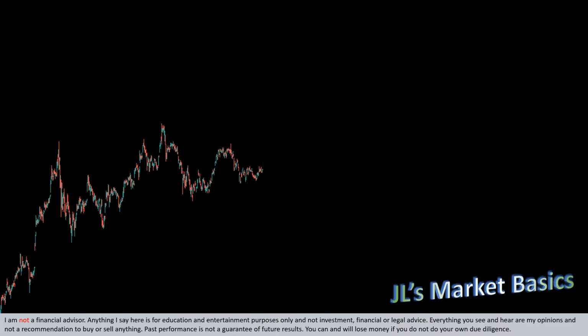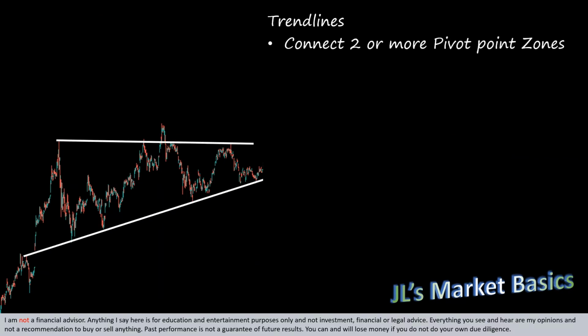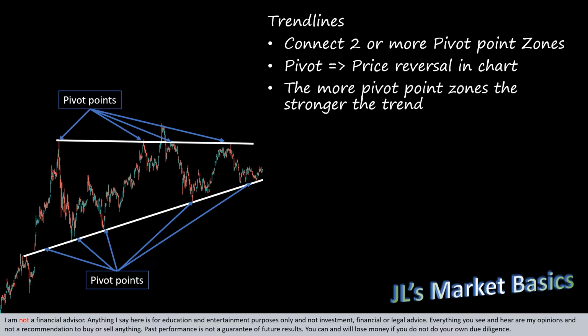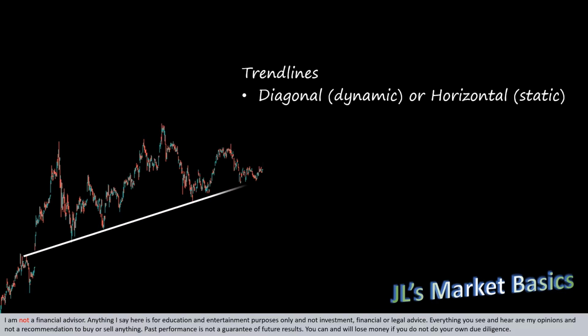Trendlines are popular tools used to identify and map out support and resistance levels among traders. A trendline is a line that is drawn across a chart and it touches at the minimum 2 or 3 pivot point zones. A pivot point zone is an area where price changes direction on the chart. The more pivot points that meet the trendline, the stronger the trendline is believed to be. A trendline can be both diagonal and horizontal.